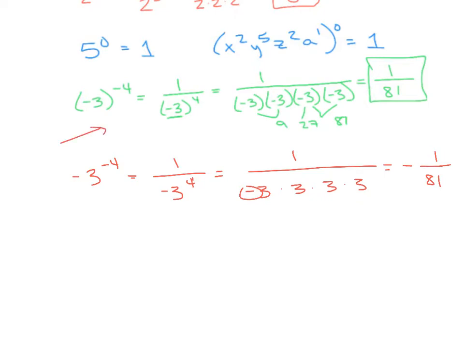So if your base is in parentheses, the negative sticks with it every single time you write it out. If your base is not in parentheses, the negative only stays with the first time you write the base out.